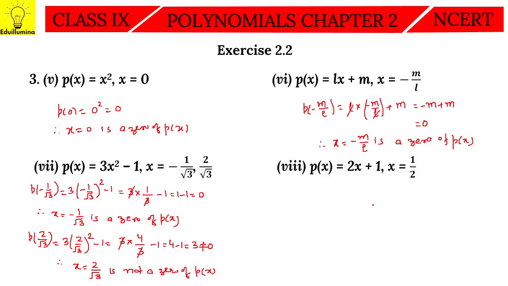And the next one is p of x equal to 2x plus 1 and x equal to 1 by 2. So here we will put x equal to 1 by 2. So 2 into 1 by 2 plus 1, 2 cancelled. So 1 plus 1, 2, which is again not equal to 0. So therefore we will say x equal to 1 by 2 is not a 0 of the given polynomial.